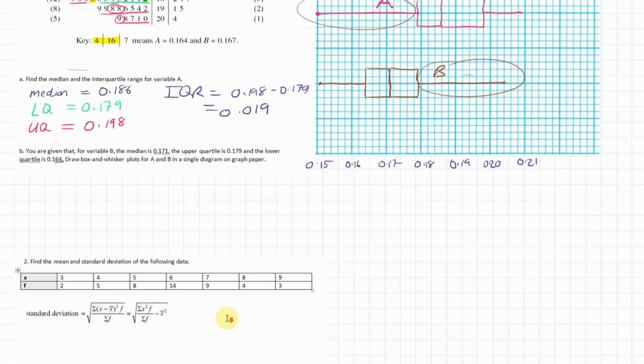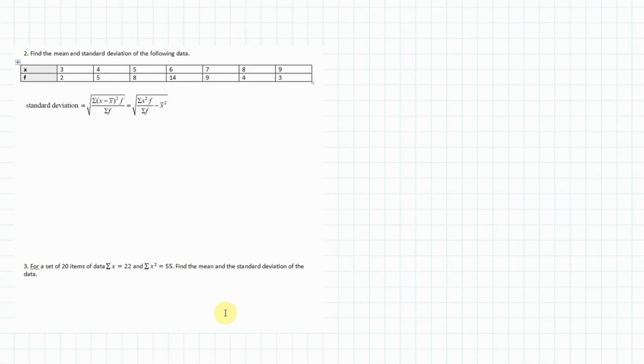Okie dokie, moving on. Okay, so the second thing we're going to do is find the mean and standard deviation of the following data. Now this time you can see that we've got a frequency table here, so a little bit different from the one that we did last week. The sum of x squared times f.